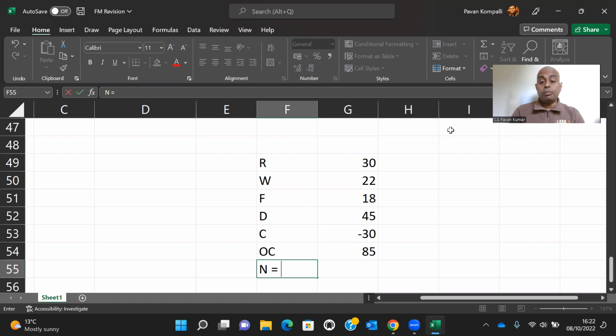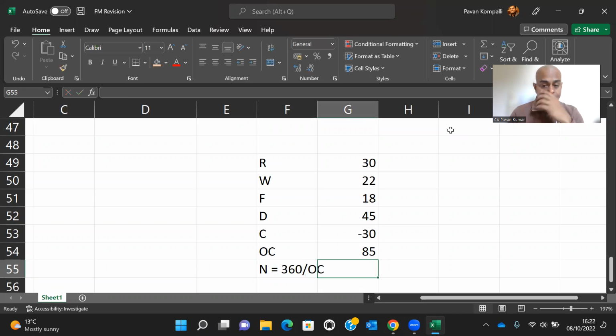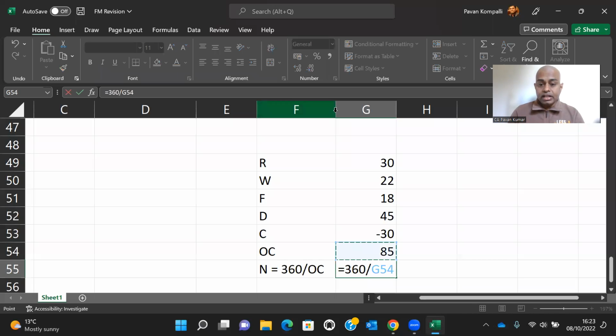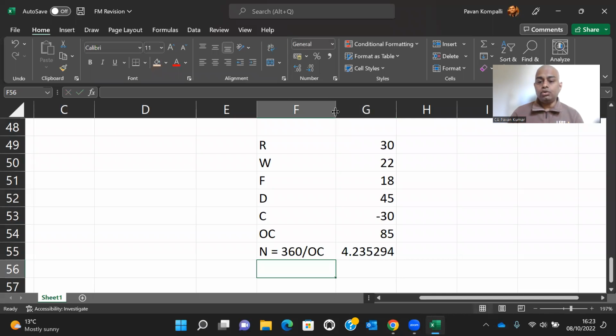Then the number of operating cycles in a year is equal to 360 divided by the operating cycle. So can you calculate and tell me how many operating cycles there are? Excellent, 4.23. So it is 360 divided by 85, which is 4.23, or you can write 4.24, either way.